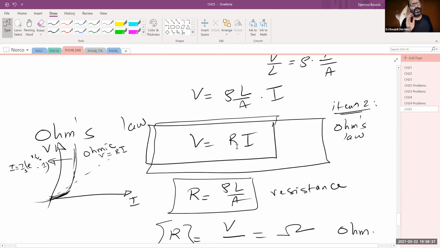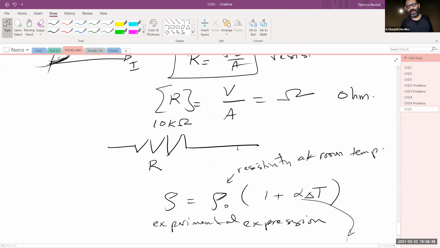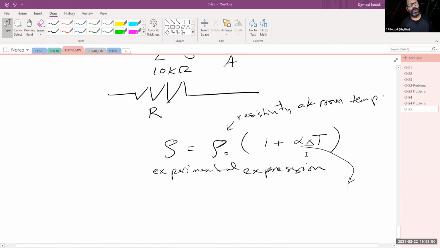Case in point, just get your hands close, don't touch, but close to a light bulb, and you will see it warm because it actually has a resistor in it, and that resistor is making it warm. So the resistance now depends on temperature. You have to be careful with that one.